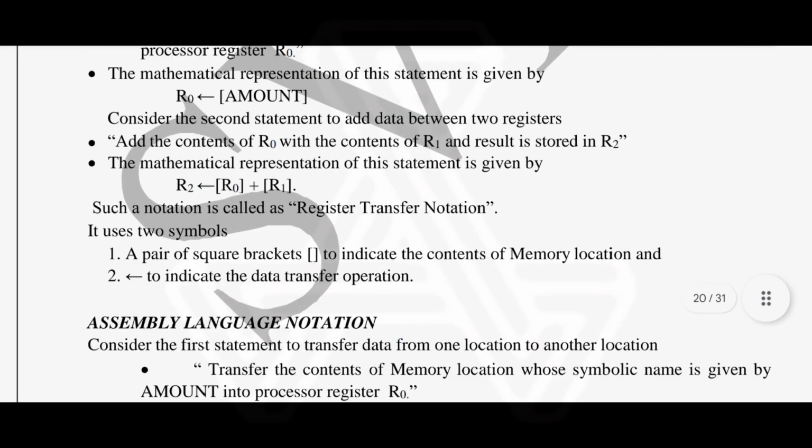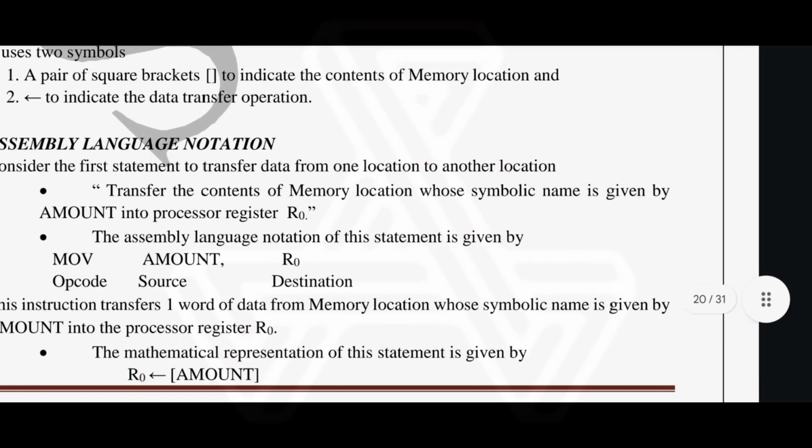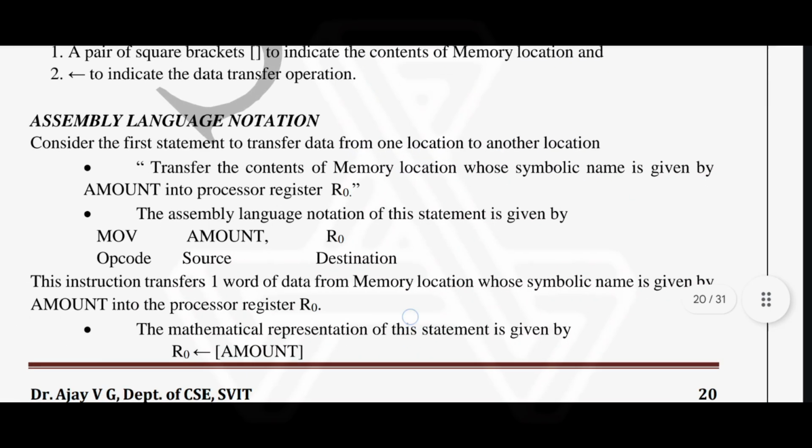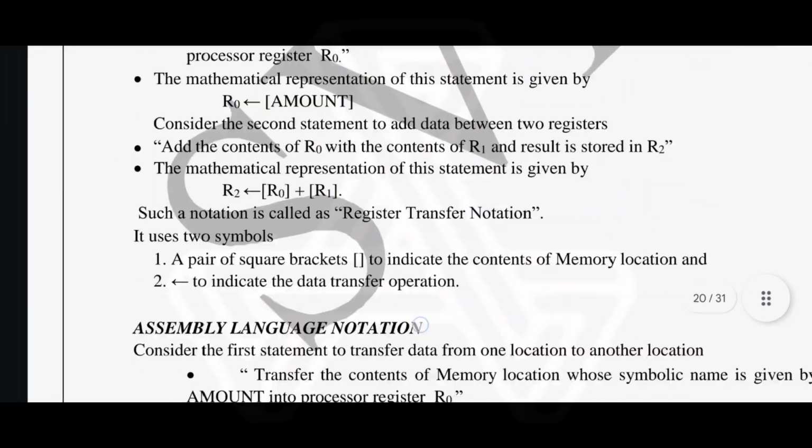It uses two symbols: a pair of square brackets to indicate the contents of the memory location, and the arrow to indicate the data transfer operation. Assembly language notation. This is register transfer notation.